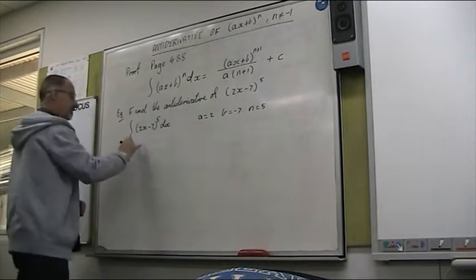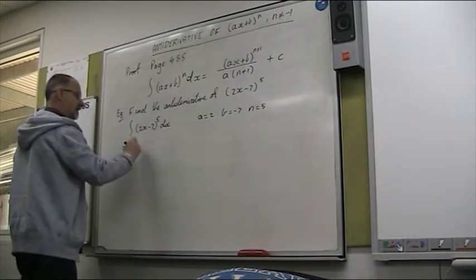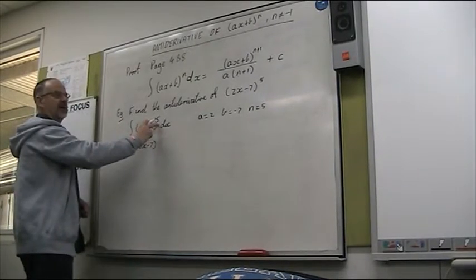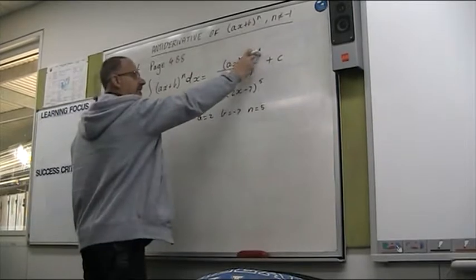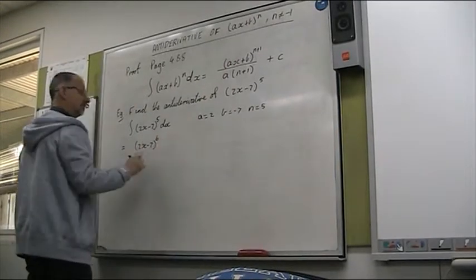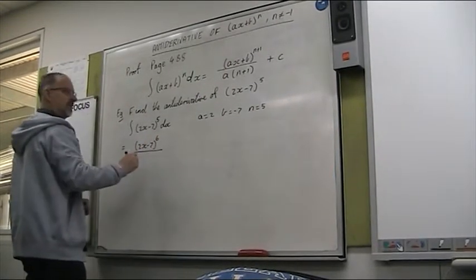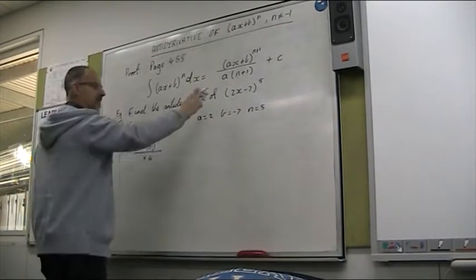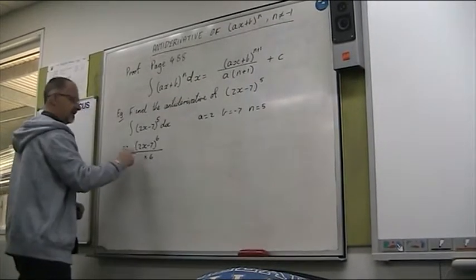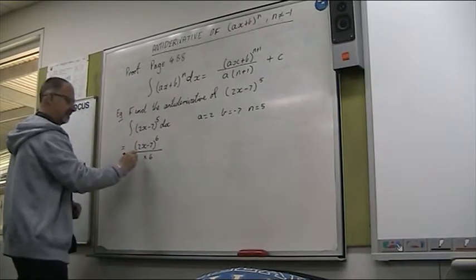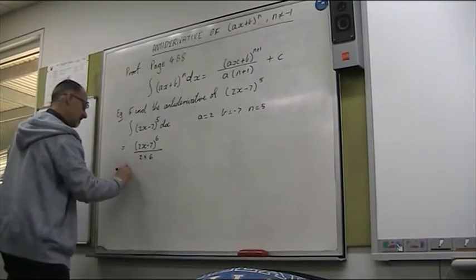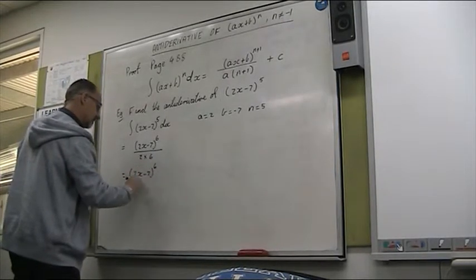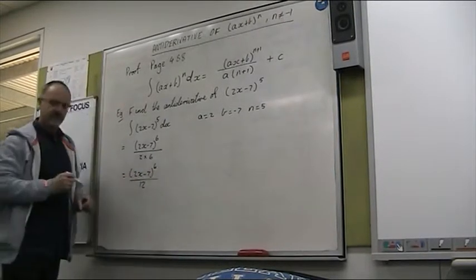Then looking at the pattern, what's in the bracket stays as it is. Our power here increases by 1. We divide by that power, and we also divide by the coefficient of the x. So it's (2x - 7) to the 6 over 12.